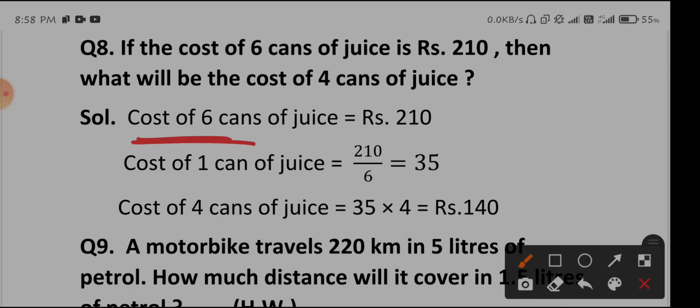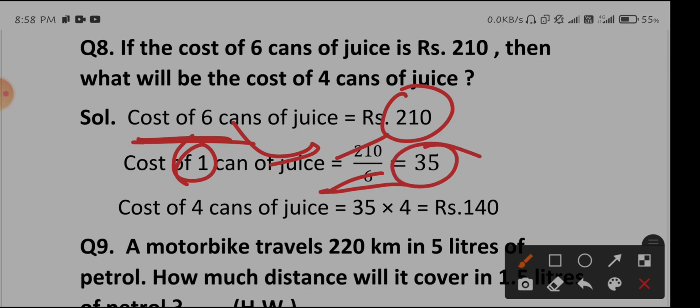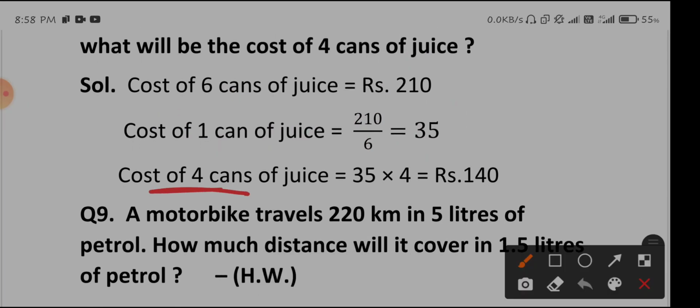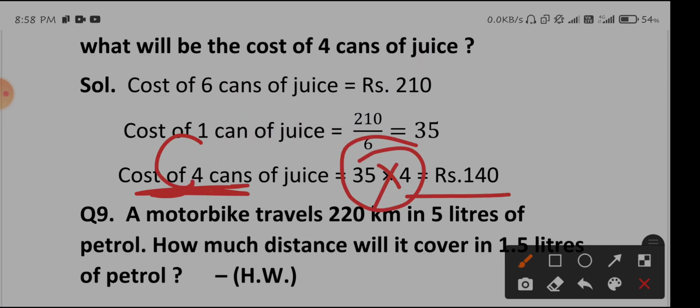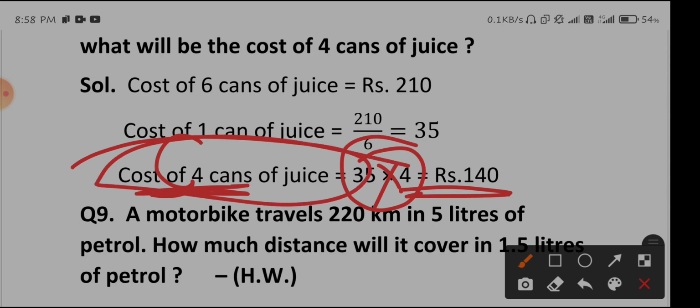So you can see it is given for 6 and we have to find for only one. So first of all we'll divide 210 by 6. If you divide 210 by 6 you will get rupees 35, means the cost of only one can of juice is rupees 35. Now after one we have to find for how many cans? 4 cans. Again one to many, so we'll multiply by 4. So 35 into 4, rupees 140 will be the cost of 4 cans of juice. So in this type of question first of all we will apply the unitary method, means we will find the cost of only one article. After that we'll find the cost of the given number of articles.